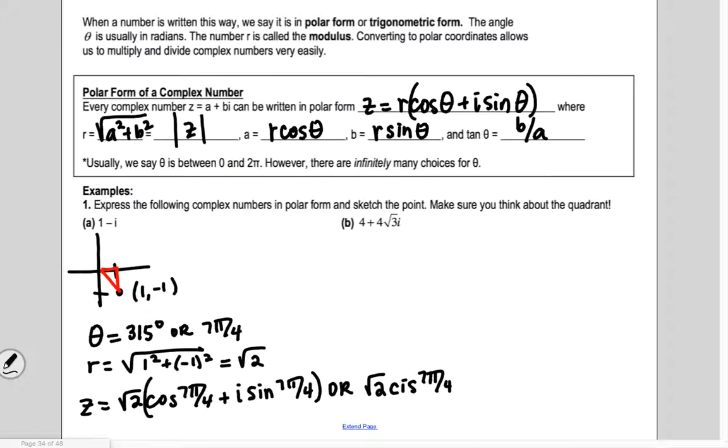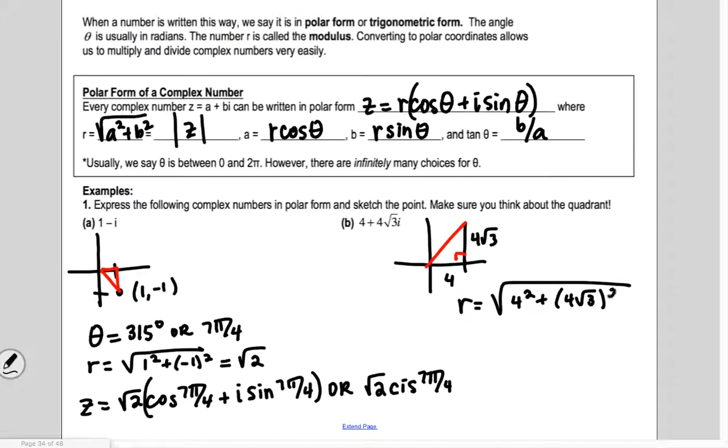All right, this one, quadrant. Yeah, it's in the first quadrant, right? So we go over 4 and we go up 4 root 3. So we're going to have this modulus. All right, so if I was trying to get r, I'm going to do the square root of 4 squared plus 4 root 3 squared. So I'm going to get the square root of 16 plus, that's going to be 16 times 3, which is 48. So we get the square root of 64, which is 8.